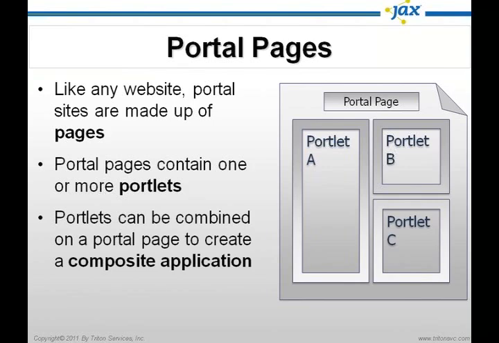So a portal website is made up of pages. Like any website, it has any number of pages, and each page contains 1 or more portlets on it. I have a diagram here where we've got 3 portlets, A, B, and C, and you can arrange them any way you want. Liferay Portal lets you arrange them at runtime, just drag them all over the page however you want. The goal here is to combine 2 or more portlets together in order to make a composite type of application. I'm going to try and demonstrate this idea later when we do inter-portlet communication.